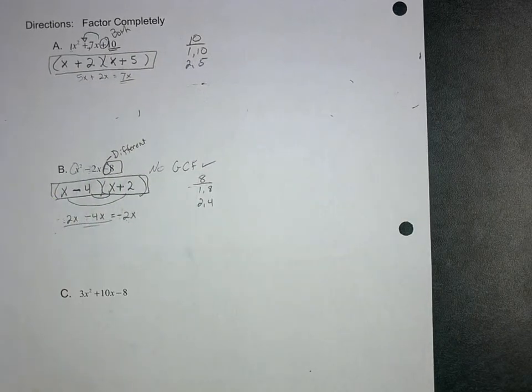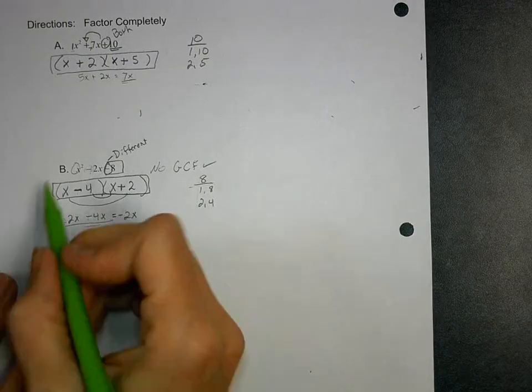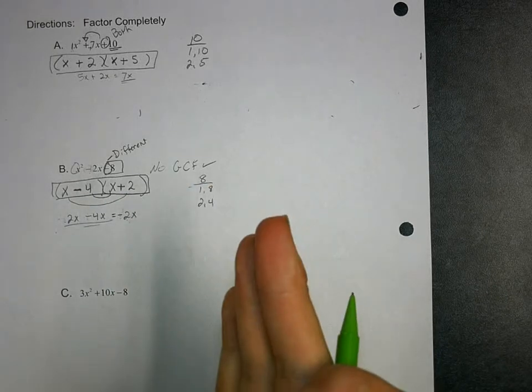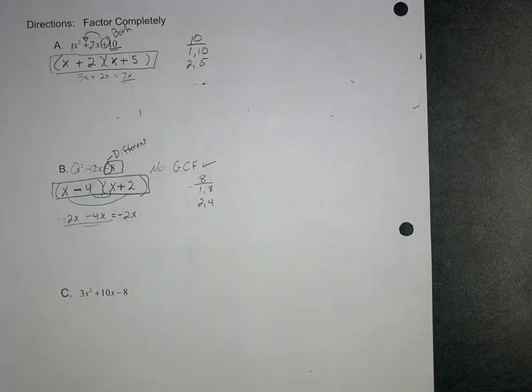I got the quantity x minus 4 times quantity x plus 2. Or you could switch the two sets of parentheses around. But that's how you factor it. There's no greatest common factors in my binomials. I know I did a very good job of getting that.